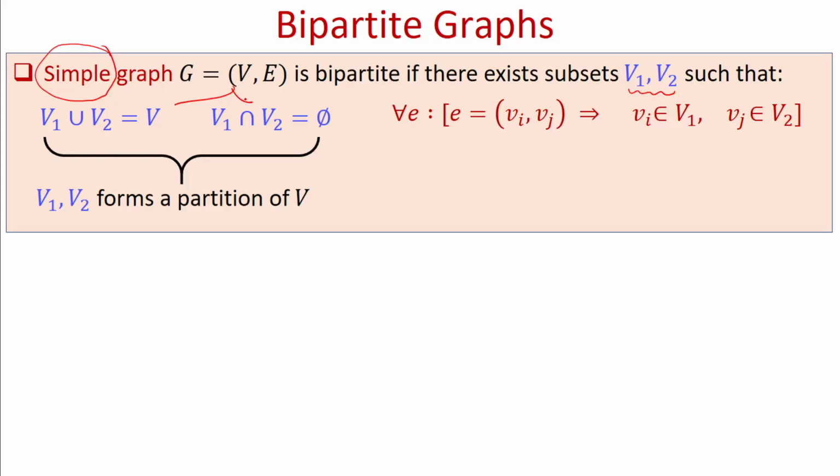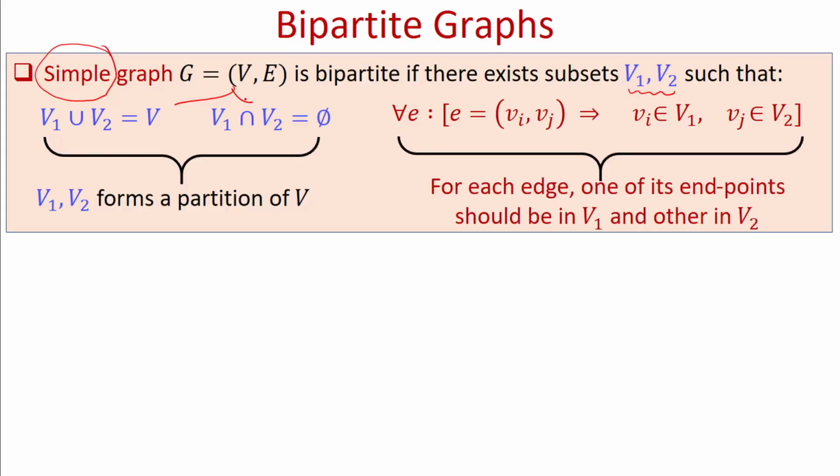And the second property that I need from this partition V1, V2 is the following. You take any edge E in the graph whose endpoints are Vi and Vj, then one of the endpoints should be in one of the subsets and the other endpoint should be in the other subset. So what it means is that you take any edge of the graph, it can't be the case that both its endpoints are in the same set, say V1 or V2. One of the endpoints should be in V1, the other endpoint should be in V2.